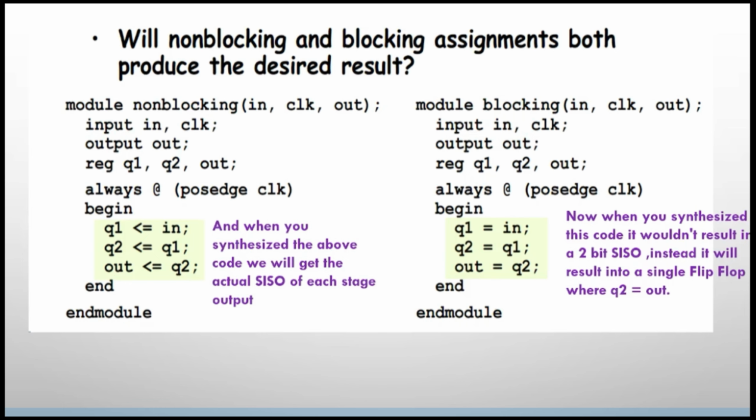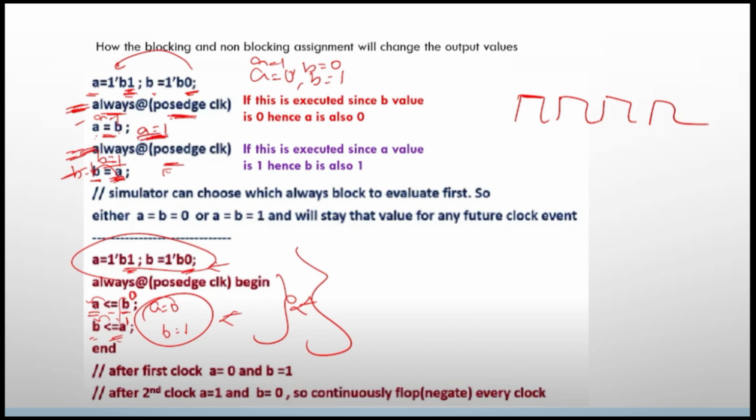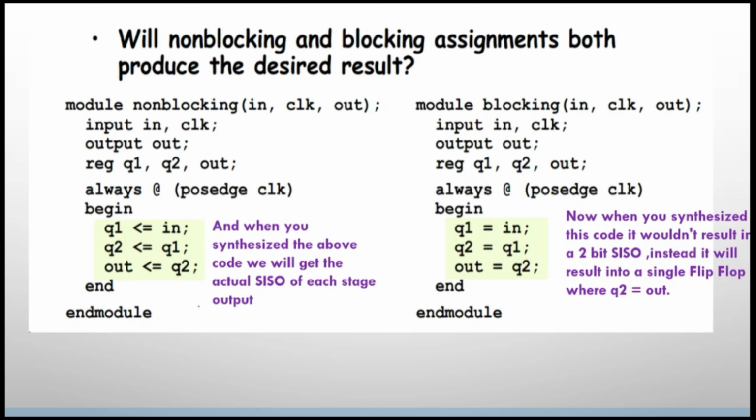Let us see some of the internal procedure, what is happening if we are using blocking and if we are using non-blocking. Why is this happening? If you see here, why is the same value attained in the case of the blocking statement, and why is the flip-flopping done in the case of the non-blocking statement? Let us see here.